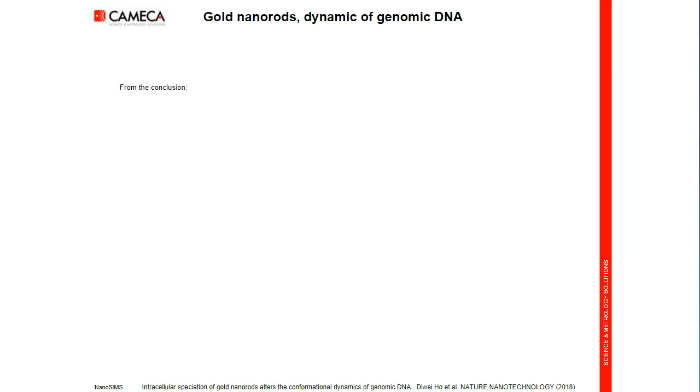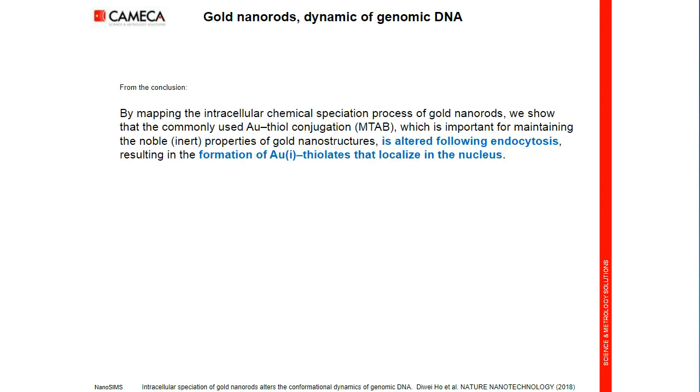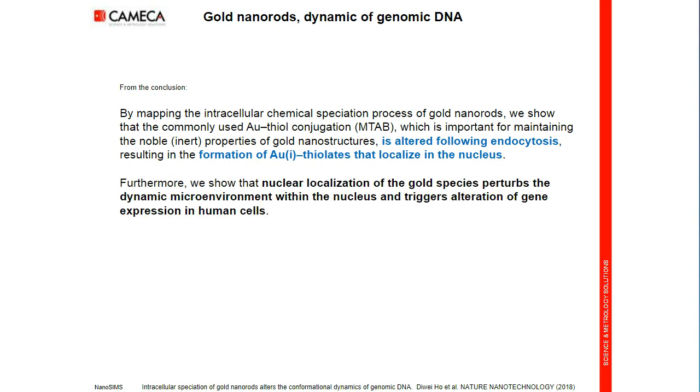So, taken from the conclusion of the article: by mapping the intracellular chemical speciation process of gold nanorods, we show that the commonly used gold-thiol conjugation, MTAB, which is important for maintaining the noble or inert properties of gold nanostructures, is altered following endocytosis, resulting in the formation of gold thiolates that localize in the nucleus. Furthermore, we show that nuclear localization of the gold species perturbs the dynamic microenvironments within the nucleus and triggers alteration of gene expression in human cells.